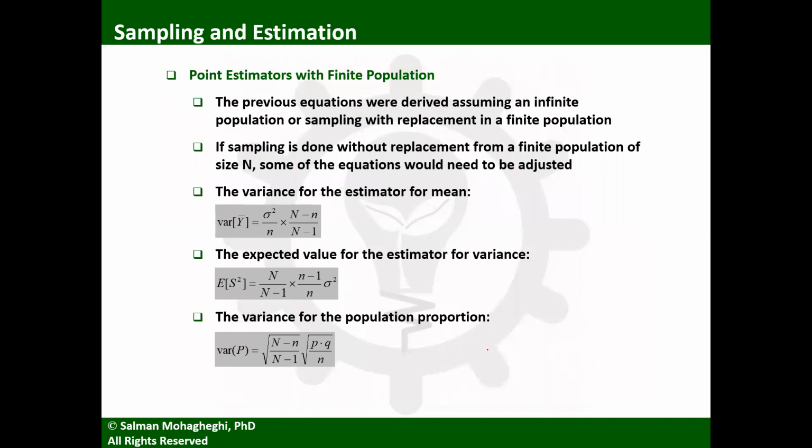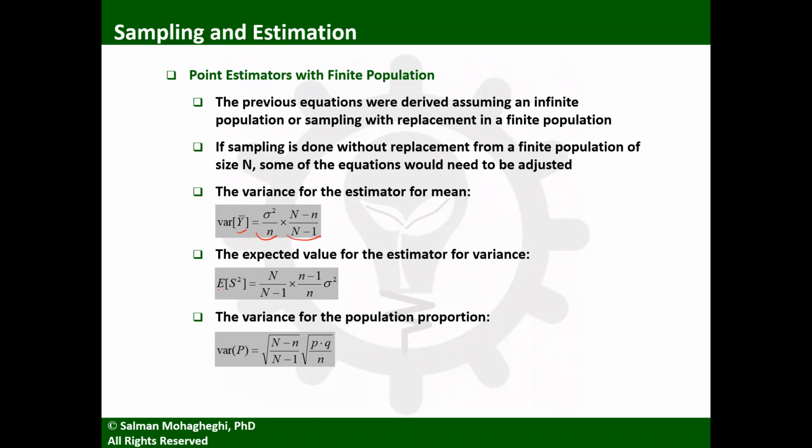Now, before we go to interval estimators, let's just have a quick note here that in all these previous equations that I provided, my assumption was that it's either an infinite population or a very, very large population. If you have a small population, you have a finite population, and you're doing sampling without replacement, you need to adjust some of the equations that I mentioned before. So for example, for the estimator for the mean, y bar, if you recall, for large populations or small populations, finite populations with sampling with replacement, variance was sigma squared divided by n. But if it's a finite population without replacement, you're going to have to adjust it by this value.